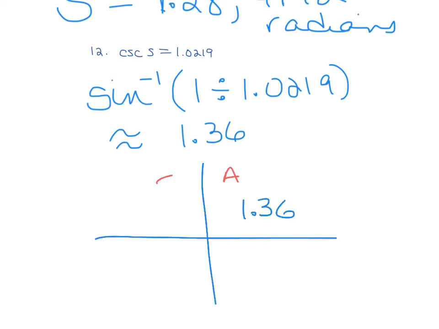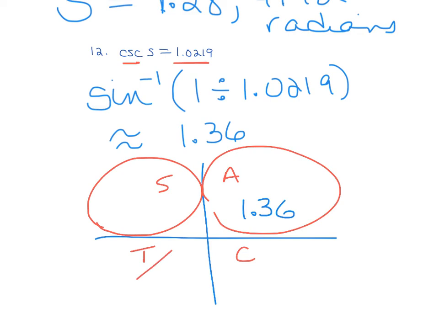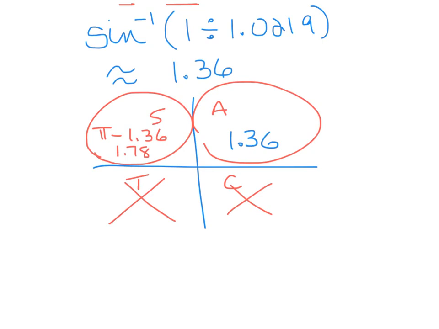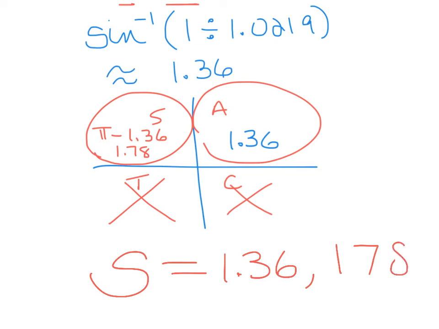Add in our all students take calculus. Again, we're looking for cosecant, which is the reciprocal of sine, to be positive. So I know I'm looking for something in this quadrant and in this one. These two are out. Remember to find the measure in quadrant 2, it will be pi minus 1.36. Once I get that number, it's 1.78. So S is equal to 1.36 and 1.78.